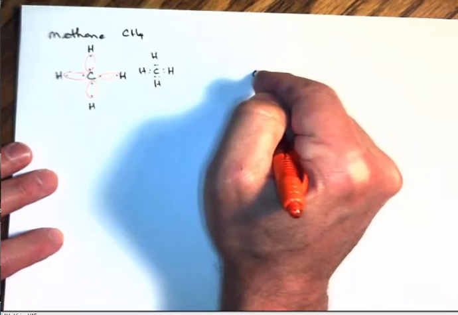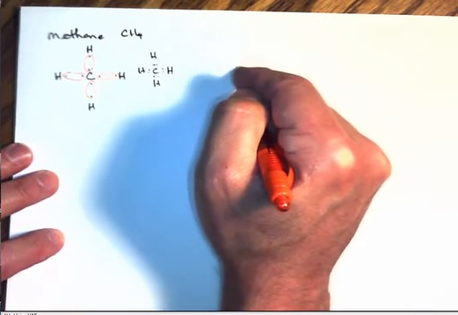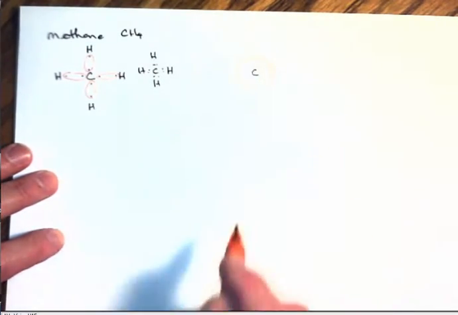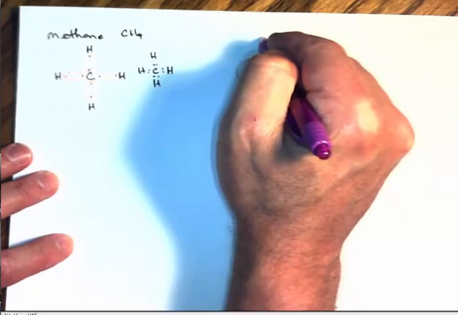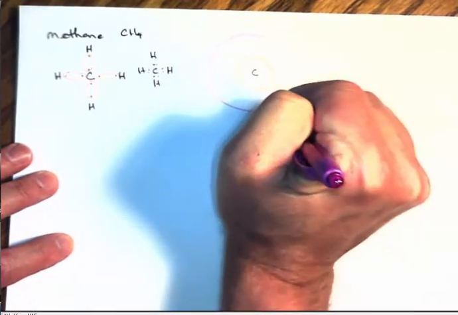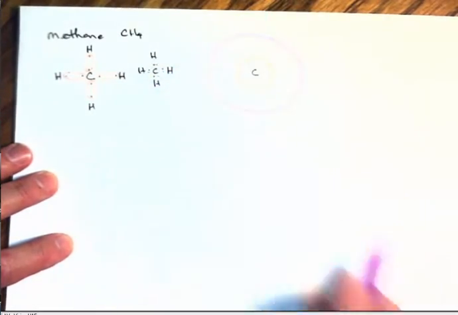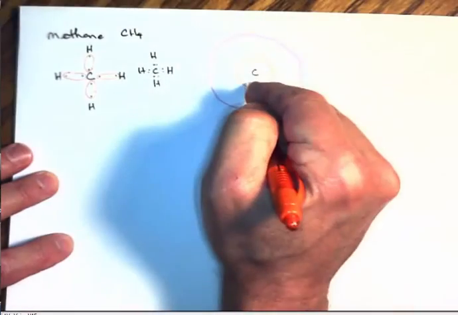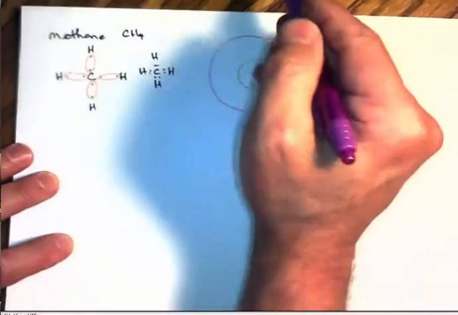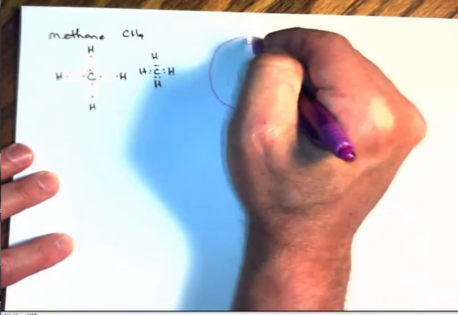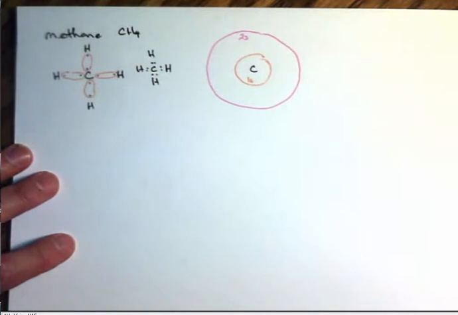So we could represent this a different way. Let's represent the first primary energy level like a sphere. So those first 2 electrons are there. And then we're going to have 2 electrons in the second primary energy level in what's called the s sublevel region. So this is the 1s sublevel region. This is the 2s sublevel region.